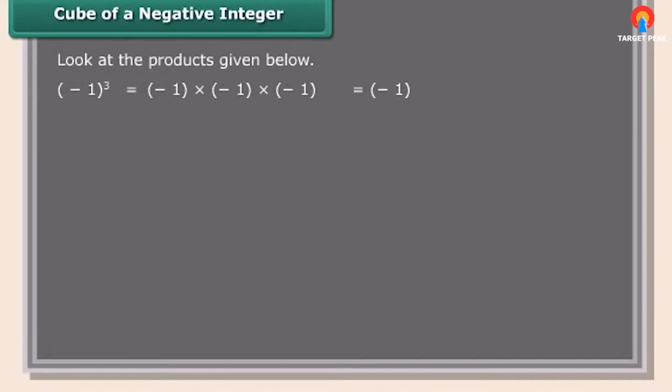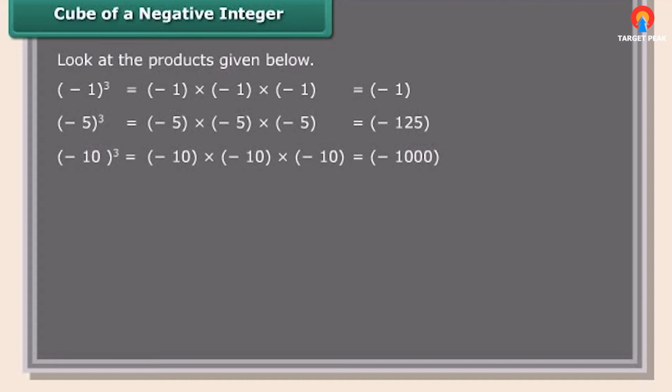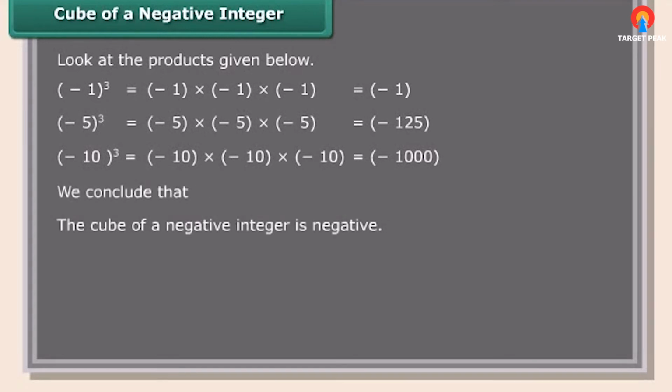Cube of a negative integer. Look at the products given below. Minus 1 cube is equal to minus 1 into minus 1 into minus 1, which equals minus 1. Minus 5 cube is equal to minus 5 into minus 5 into minus 5 is equal to -125. -10 cube is equal to -10 into -10 into -10 is equal to -1000. We conclude that the cube of a negative integer is a negative.